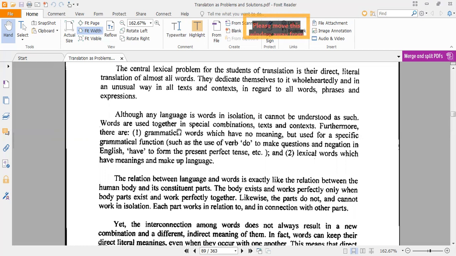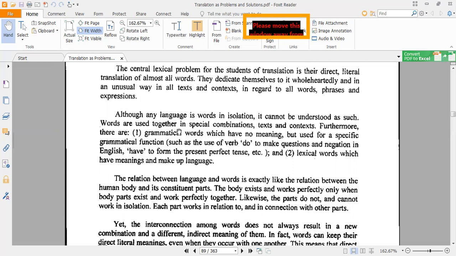For example, verb to have. She has participated in the conference. Now, has is called a grammatical word. Why? Because it has only a grammatical function to denote the present perfect tense, but it does not have a lexical denotation or a lexical value. This is the first type, while the second type of words is the lexical words.